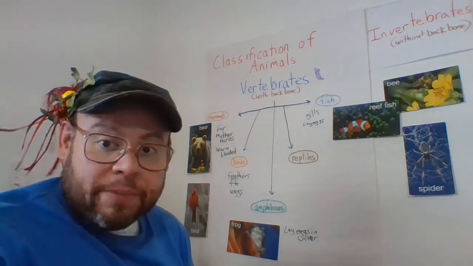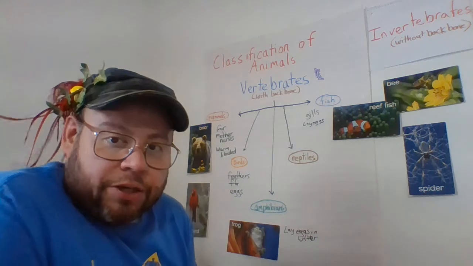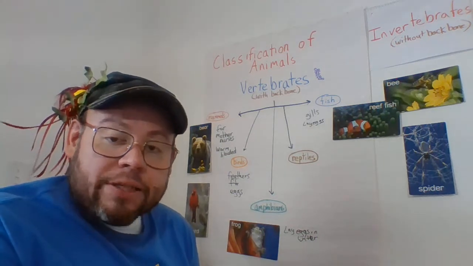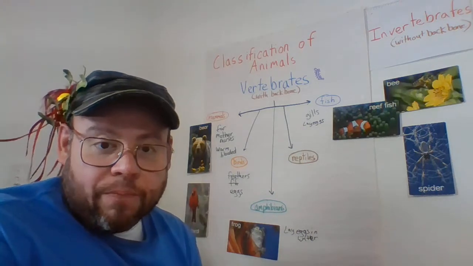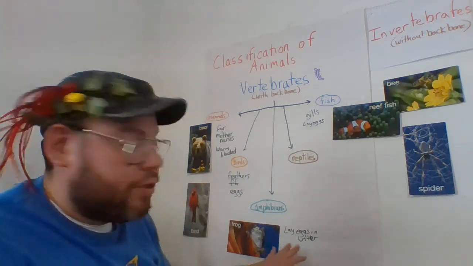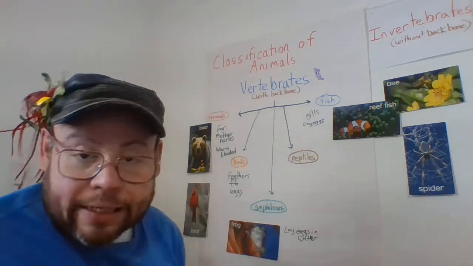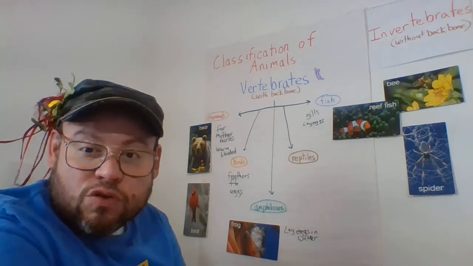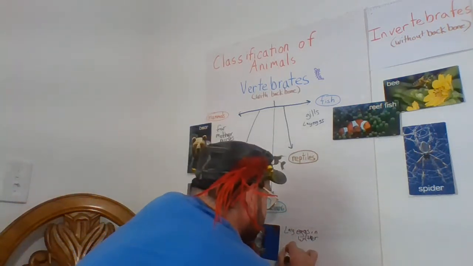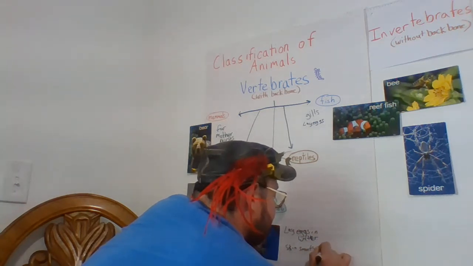They're cold-blooded, which means they can't regulate their temperature. If a frog gets too cold, he's not going to start to shake to warm himself up. If a frog gets too hot, it can't sweat to stay cool. It'll just die. So it needs to make sure that it stays in its environment or it won't make it. Okay? But they lay eggs in water, and their skin is usually smooth and slimy. So skin is smooth and slimy.